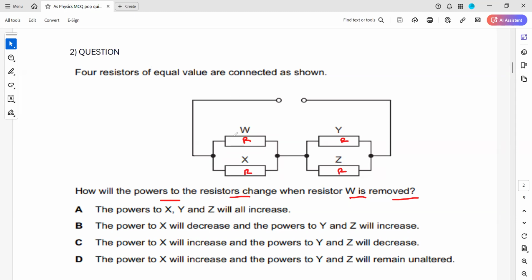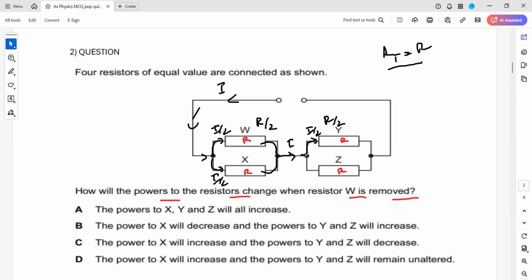Now, the total resistance of the circuit: this is R by 2, this is also R by 2. So the total resistance of the circuit is equal to R. When the total resistance of the circuit is R, the current which is passing is I. This current will divide here, I by 2 and I by 2. And then this will be I here, and the same current I by 2 here, and the current will be I by 2. And then it will flow, and the return will be I.